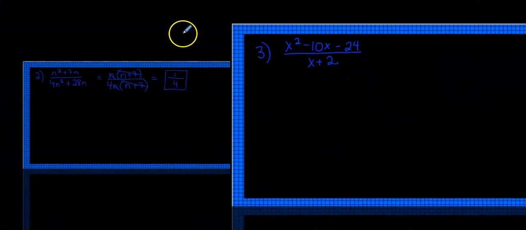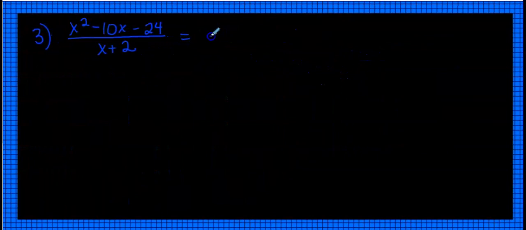Number 3, I need to factor first. I have a trinomial in the numerator, so I need to factor that. And I can factor that into 2 binomials. Remember, your method for doing that is look at the negative 24 and the negative 10. I need a factor pair for negative 24 that when I combine them I get negative 10, and I'll just tell you it's going to be x minus 12 and x plus 2.